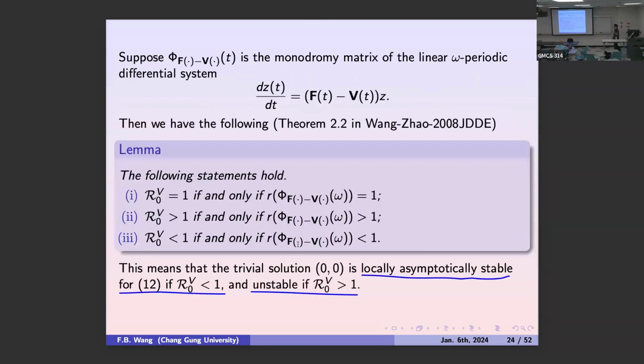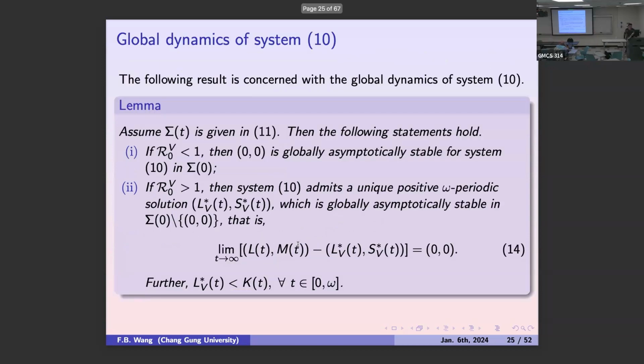And here, this result shows in the trivial solution. Okay, the reproduction number can determine the stability of the trivial solution. That means if this index is less than 1, then the trivial solution is locally asymptotically stable. If it's greater than 1, then the trivial solution is unstable. Okay, and we can further establish the following result.